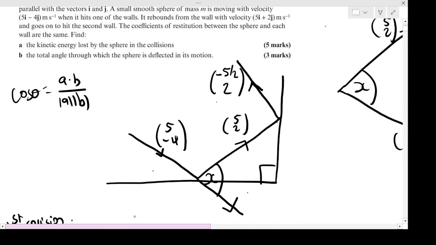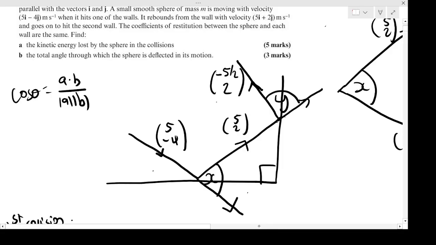Now I'm going to do the same for this second collision here. If I extend this vector here like this, again you can see the angle deflection is going to go like that. And so my angle deflection here is going to be this whole angle here, which I'm going to call y.